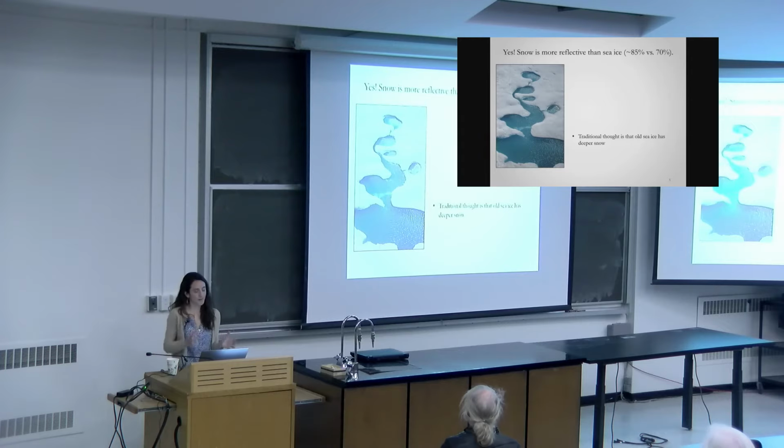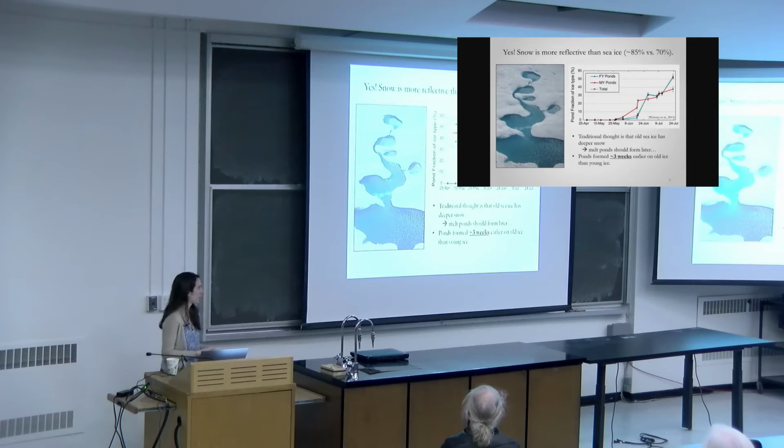But what we found at this site is melt ponds were forming first on the old ice by 3 weeks compared to the young sea ice. So what I'm showing is the area covered in melt ponds of the ice through time. And the red is for the old ice and the blue line is for the young ice. And so there's a 3-week difference here.